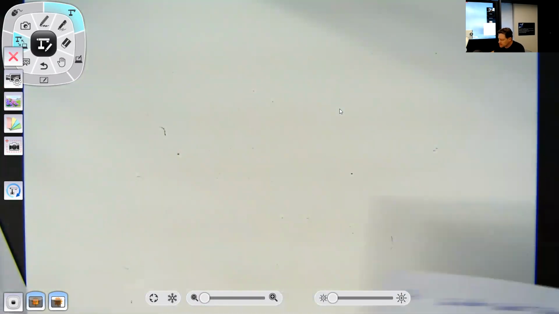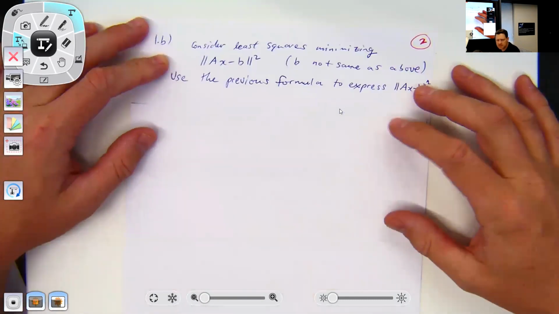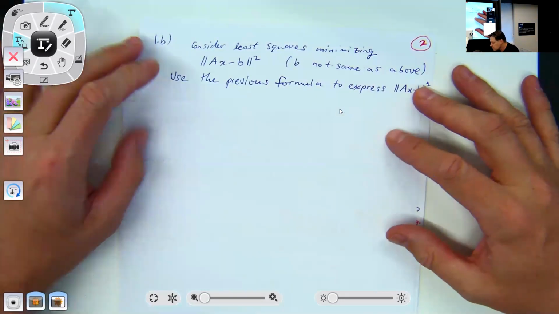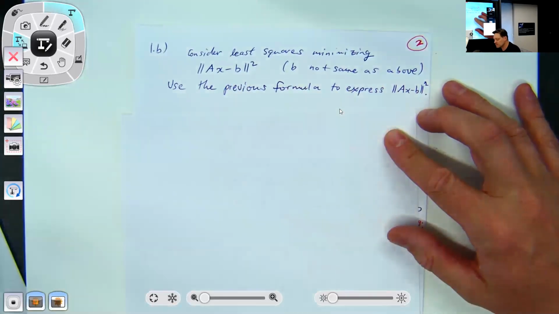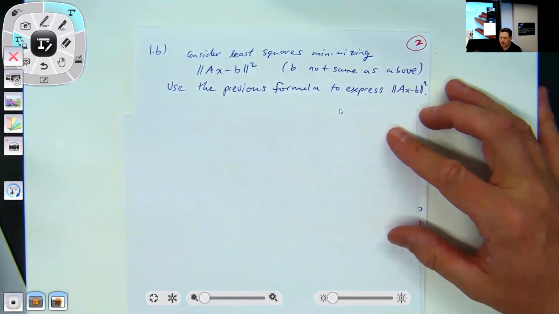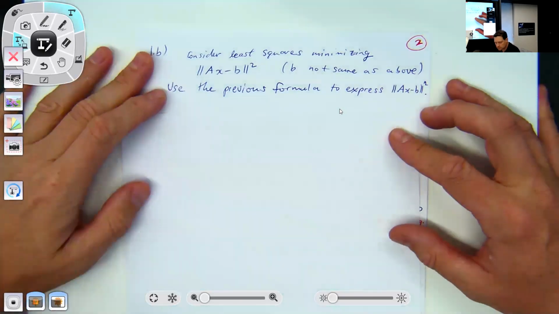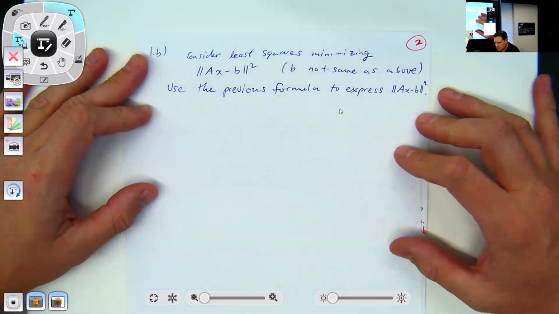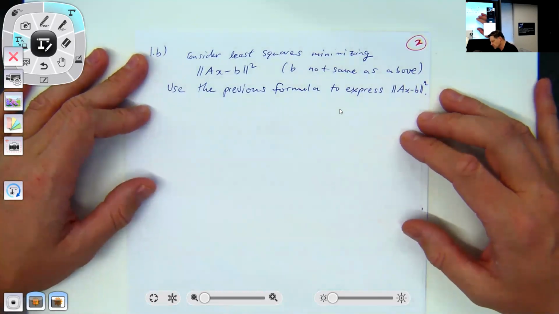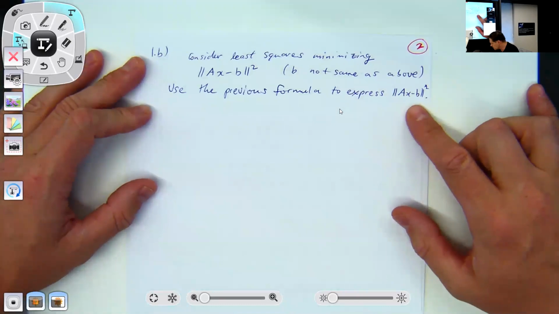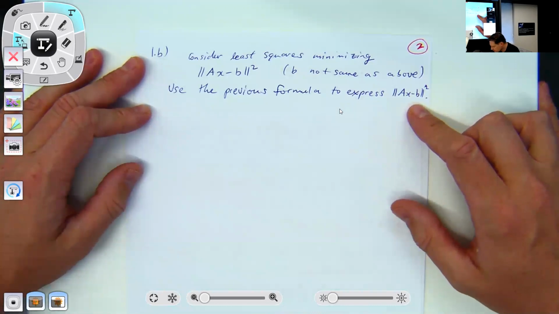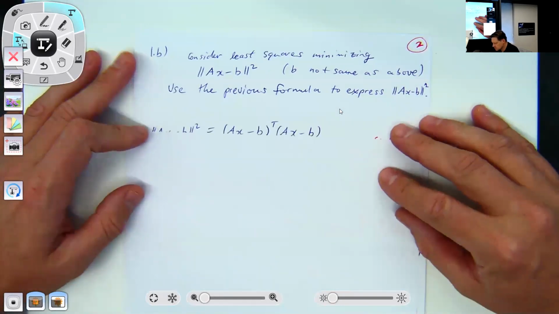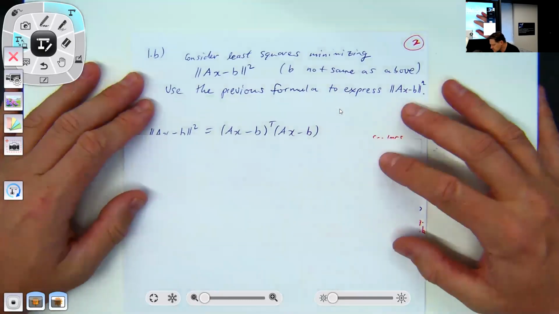All right, next page. Now this says consider the least squares minimizing of this. Now in brackets I've got not the same B as the above B, and that's why I put an uppercase B for that one, right? Because I want to use that result in this. And they're not the same B. Okay, so we're basically going to use the previous formula to express this, and it should involve the pseudo inverse of A, okay? As you know, least squares relates to the pseudo inverse.